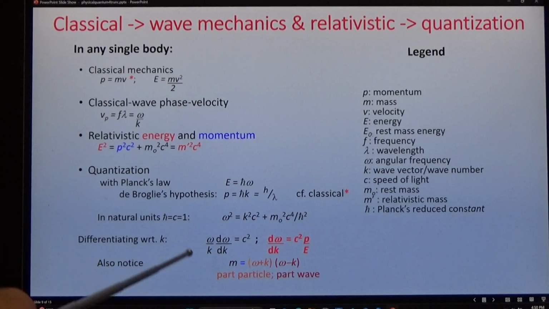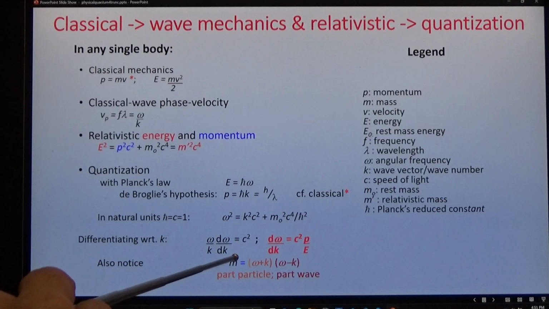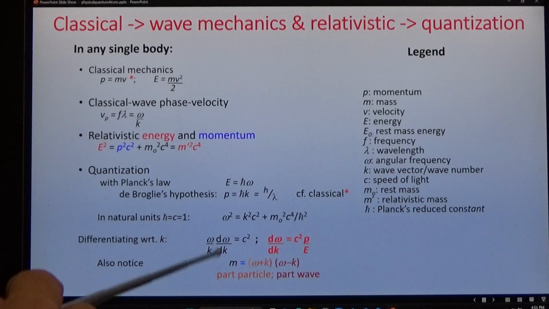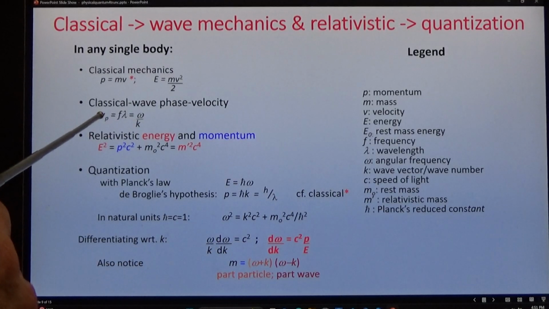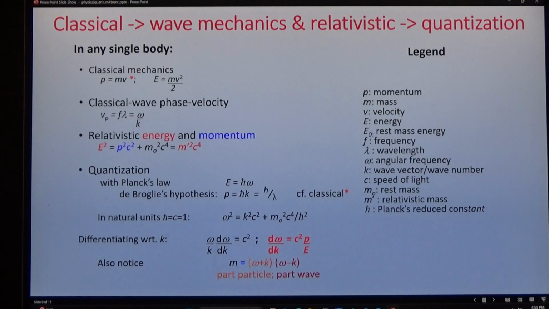Differentiating, omega over k multiplied by the derivative d omega by dk is c squared, which is very important. What's omega over k? That's the phase velocity. And what's d omega by dk? I'm going to show you that's the group velocity.